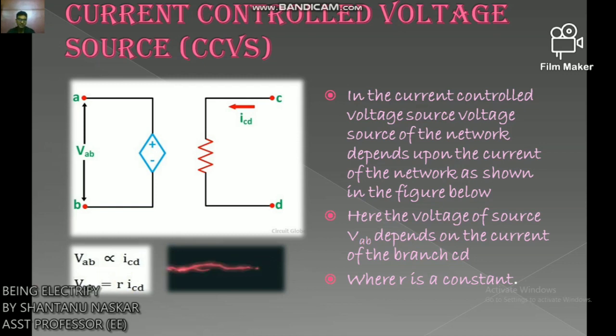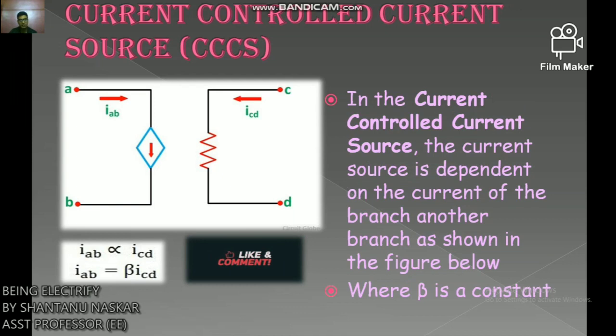Now comes my next slide, which is CCCS. Okay, so this is called current controlled current source. Actually these are very easy things. If you understand them perfectly, these are all very easy, and this is the basis of electric circuit theory. In the current controlled current source, the current source is dependent on the current of another branch as shown in the figure. So IAB is proportional to ICD, and IAB equals beta ICD, where beta is also a constant.